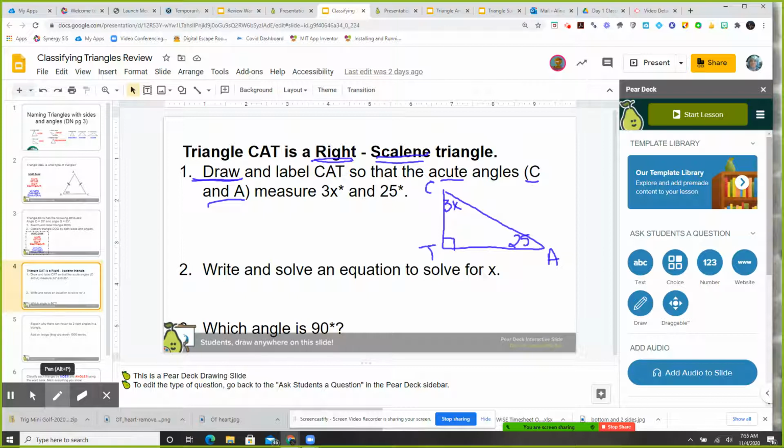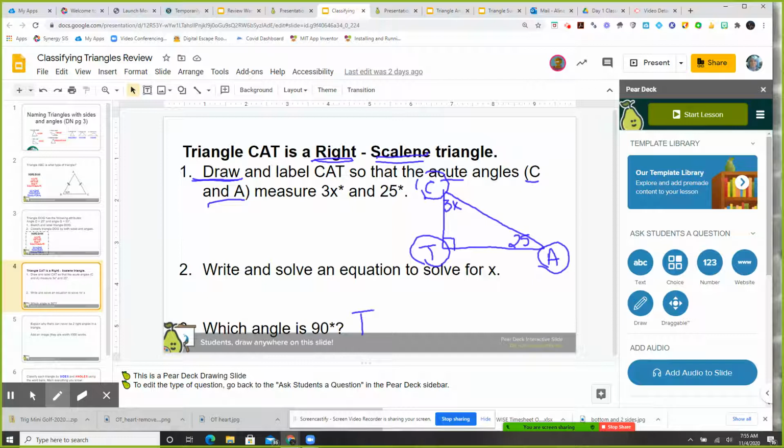So I'm going to skip question 2 for a second and go down to question 3 because it seems easier to me. Which angle is 90 degrees? The one on the lower left. And what did I label that? The top left is C, the bottom right is A, and the right angle is T. Guys, you do not have to answer my questions in order. Do the ones that are easiest first, okay?